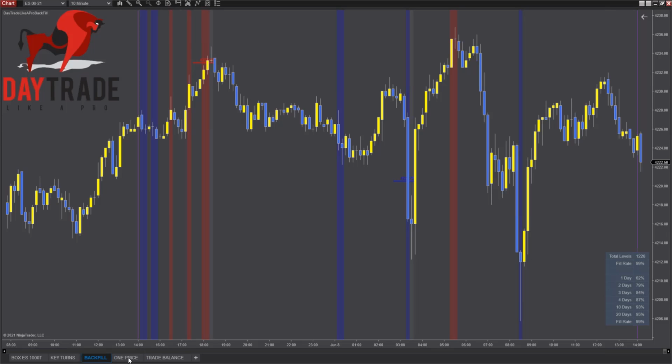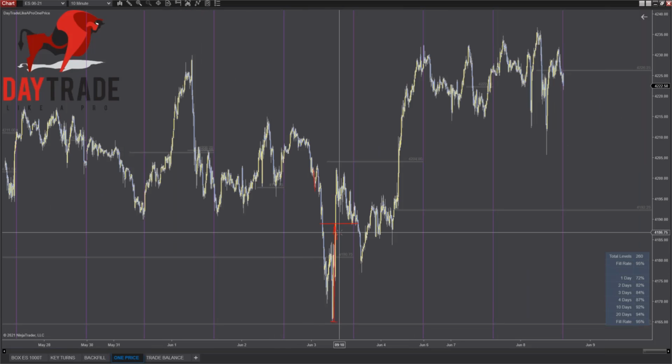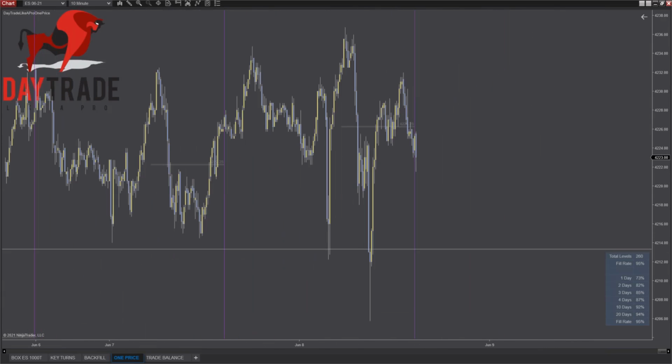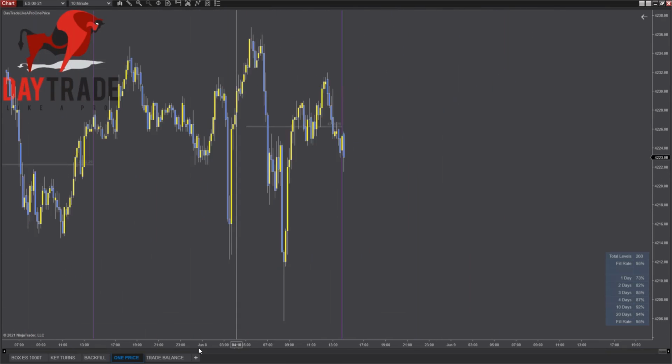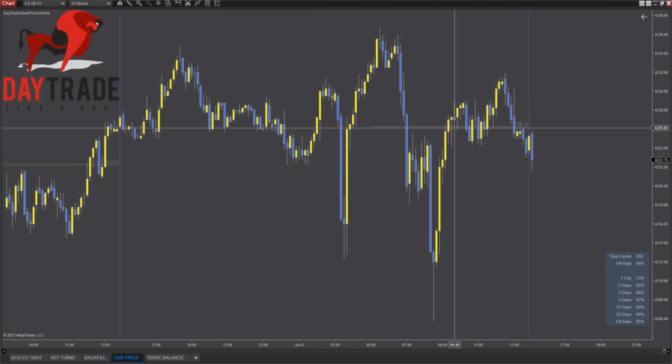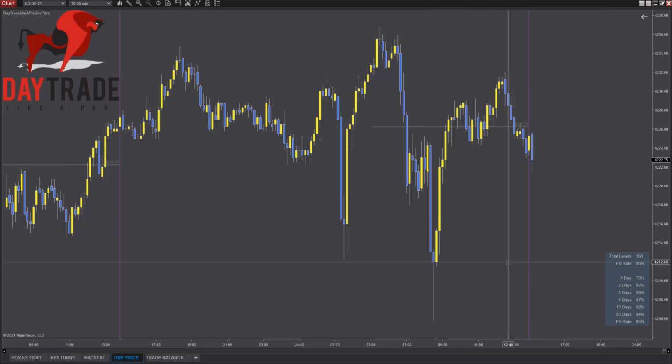Okay, let me talk about one price just for a minute here. One price is really simple. It's one price. It populates in the morning. So my time, it populates at 5 a.m. Pacific time. It's taking overnight trading data, and it populates this price based on overnight trading data. It's basically like a magnet.